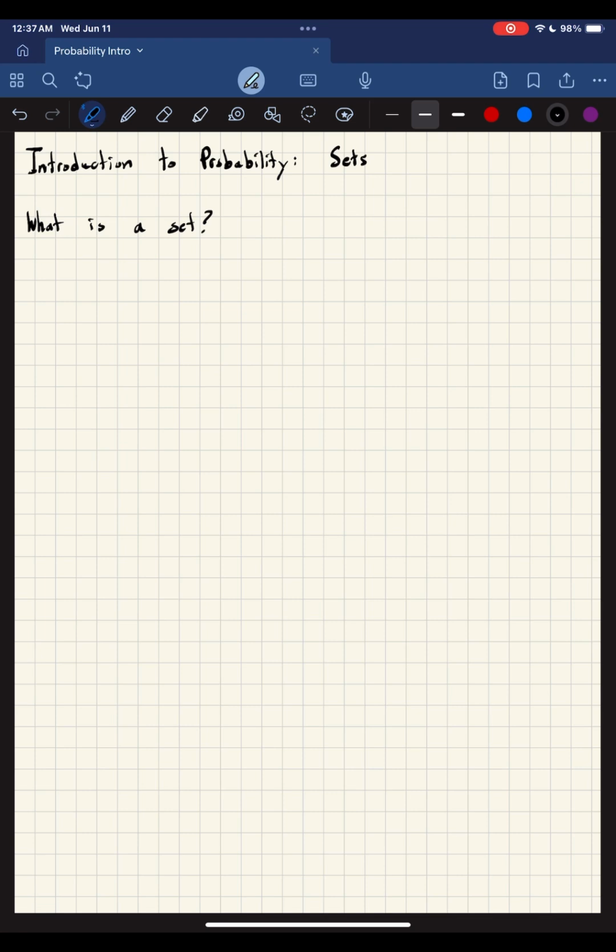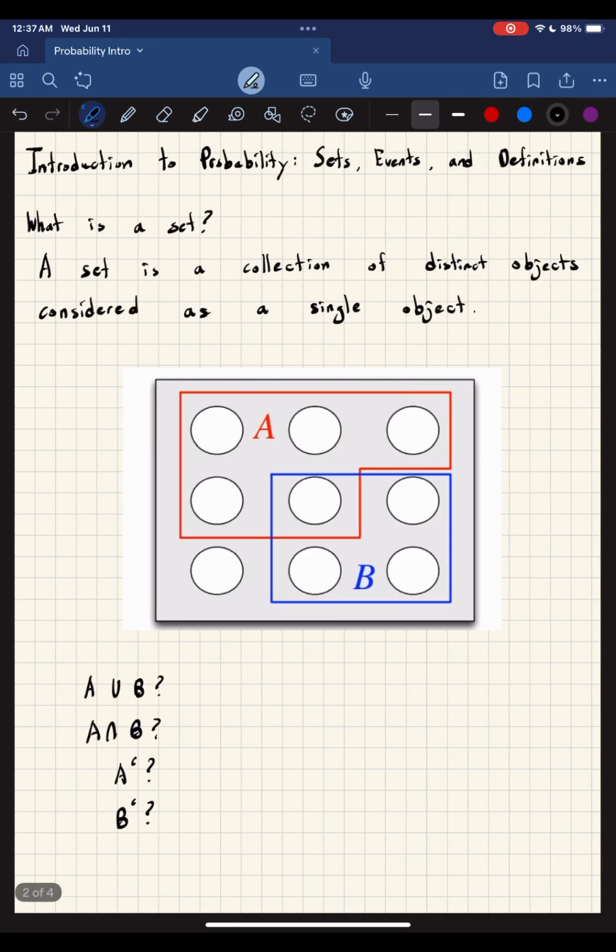Today we'll be talking about an introduction to probability and sets. When we talk about probability, the mathematical framework for probability is built around this concept of sets. So naturally, the question arises, what exactly is a set? Now, a set is a collection of distinct objects considered as a single object.